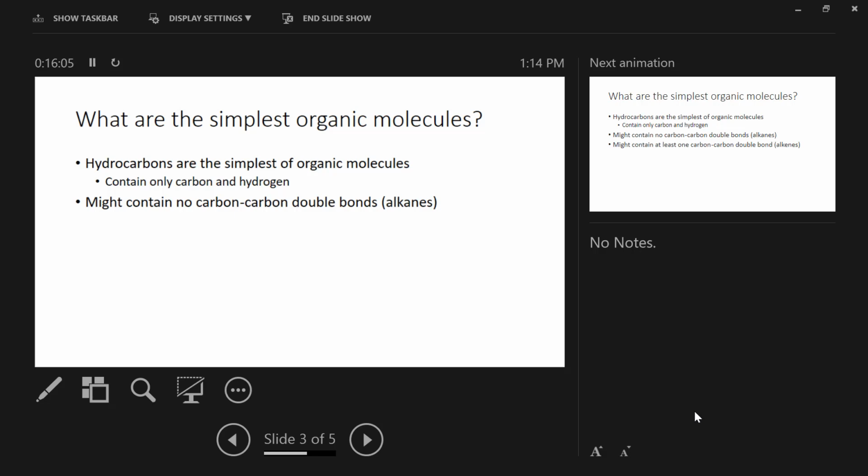No carbon-carbon double bonds. Now, your hydrocarbon might contain at least 1 carbon-carbon double bond, in which case we call it an alkene. Contain at least 1, or you could say contains 1 or more carbon-carbon double bonds, at which point we would call it an alkene. And so let me draw one of these for you.